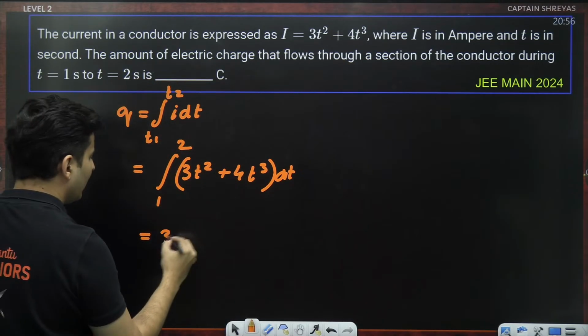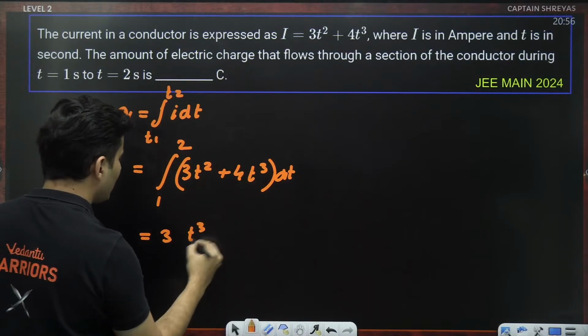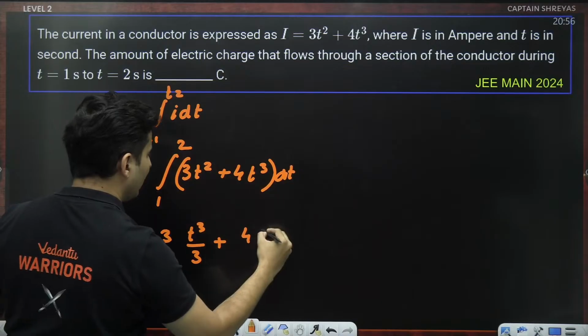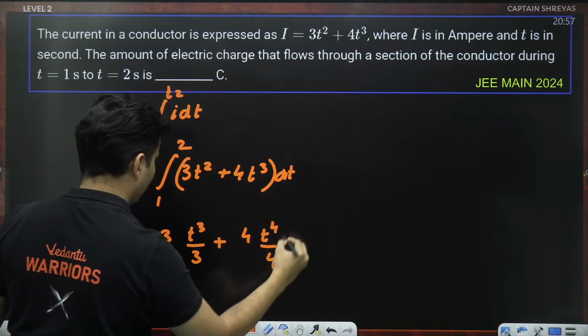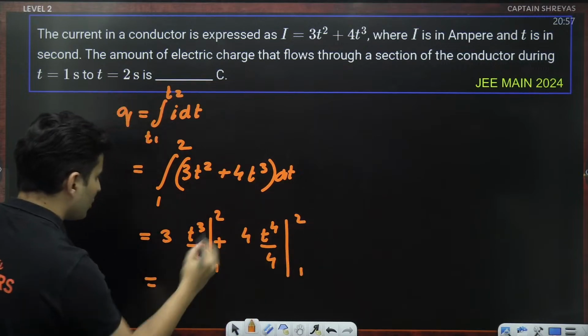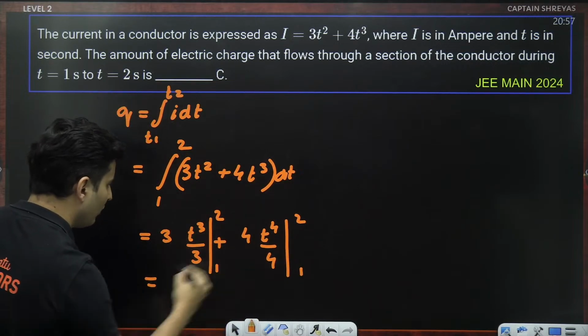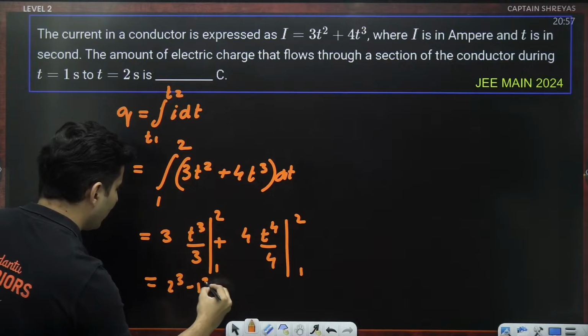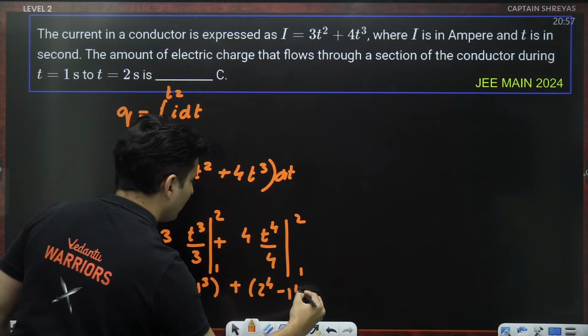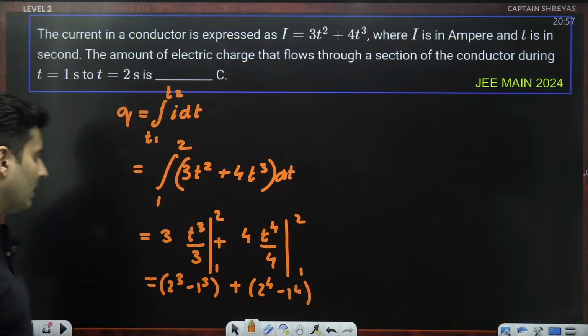So just integrate this. T square's integration is t cube by 3, plus t cube's integration is t raised to 4 by 4. And the limits are 1 to 2. So put 2 first. 3 cancels, 4 cancels. So 2 cube minus 1 cube plus 2 raised to 4 minus 1 raised to 4. How much will it come out to be?